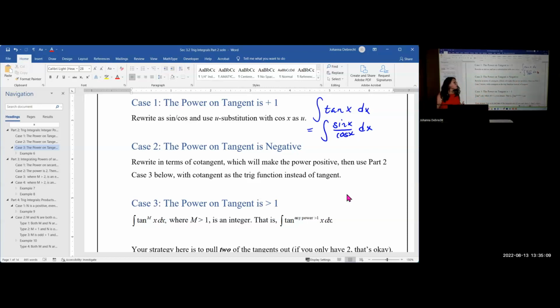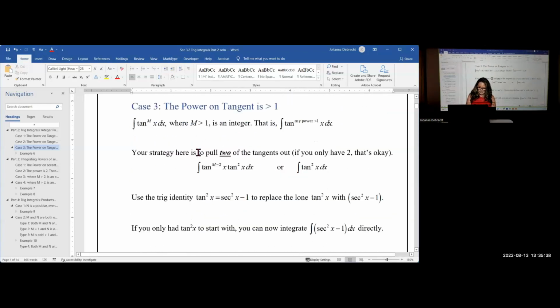Now let's suppose that the power on tangent is a negative integer of some kind. Well, then you just rewrite it in terms of cotangent, which is the reciprocal of tangent. So now the power is positive, it's not negative. And then we'll move on to part 2, case 3 below, with cotangent as the trig function instead of tangent. So dealing with a negative power of tangent is really just integrating cotangent with a positive power.